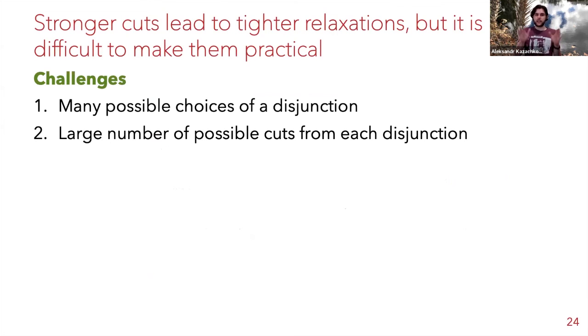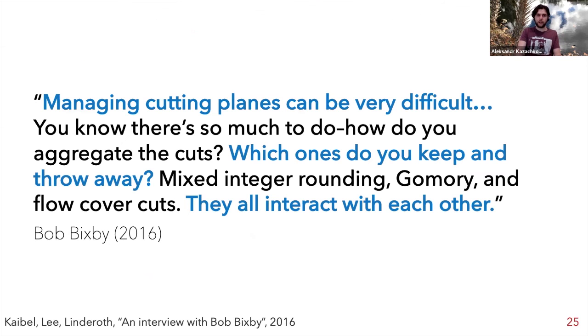But even if we selected a good disjunction in some way, that doesn't solve the problem. Because once we have a disjunction, for these stronger disjunctions, we might have a large number of possible cuts that you can generate. And Bob Bixby, who is one of the Gurobi founders, had this quote in an interview in 2016. One of the difficulties with cuts is that you don't know which ones to keep, which ones to throw away. Further, they all interact with one another. And this is one of the problems that falls under the umbrella of cut selection, and kind of one of the things that I'm trying to tackle within my own research stream.